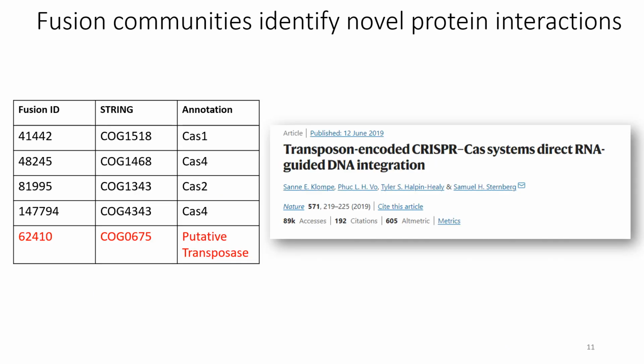Here, I would like to highlight an example community where our network has identified these 5 proteins as interacting. And while the STRING database contains interaction information for the first 4 proteins, all components of a Cas system, there is no reference for this 5th protein, a putative transposase interacting with this Cas complex. However, there is literature information documenting that transposons are known to interact with Cas systems. This suggests that our network is able to identify putative protein interactions which are not previously known, or at least in the STRING database.